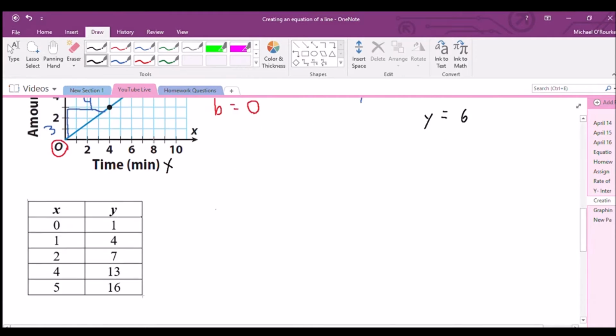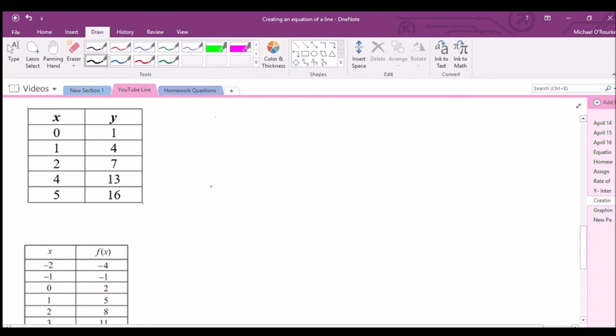So we did it from a graph. How about from a table of values? So let's grab our blue here. Let's figure out what our m is going to be. If you remember how to use a table of values, we'd select 2 points. So I would go 4 minus 1 for my rise, and 1 minus 0, which would equal 4 over 1, which equals 4.